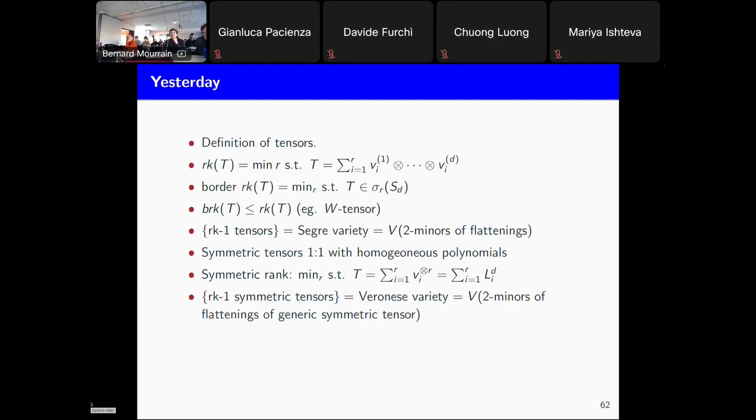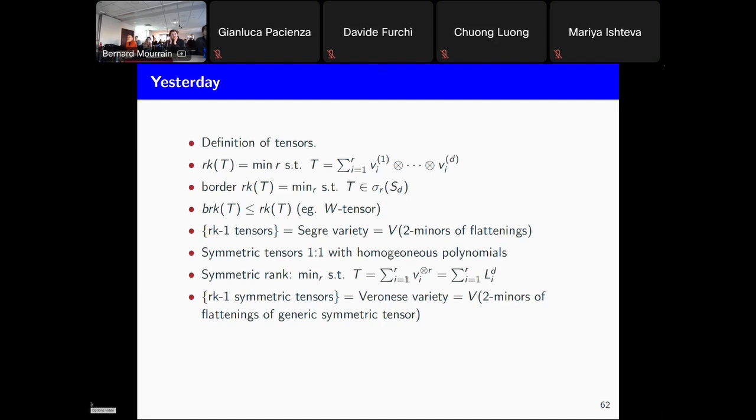So I'm going to keep continuing on what we've seen yesterday. This is more of a recap. We start very basic. We define tensors. We define the tensor rank to be the minimum R such that we can write your tensor as the sum of R rank one tensors, or simple tensors, or elements in the image of some map.